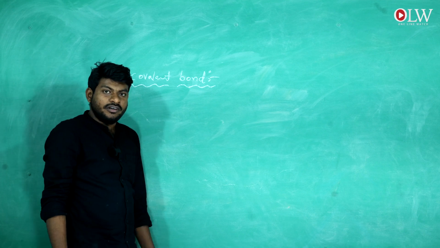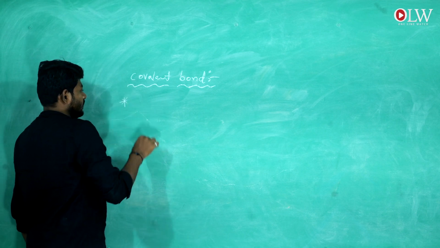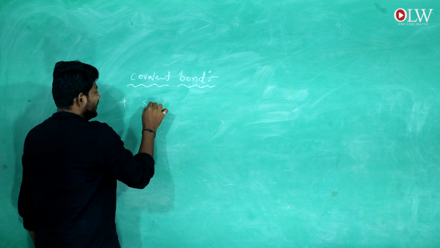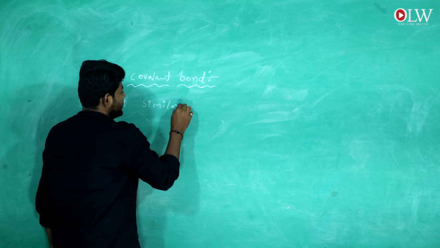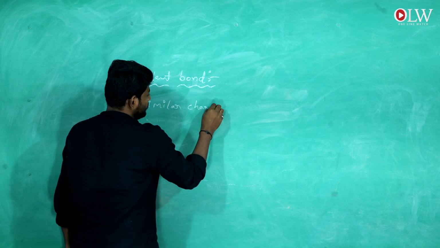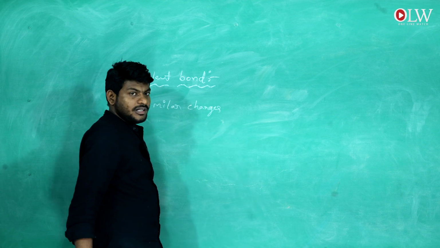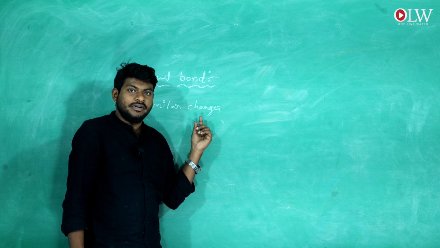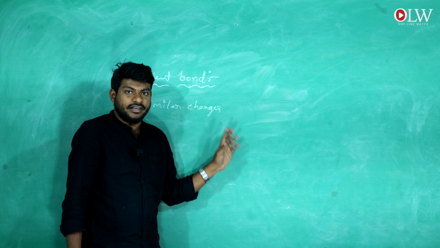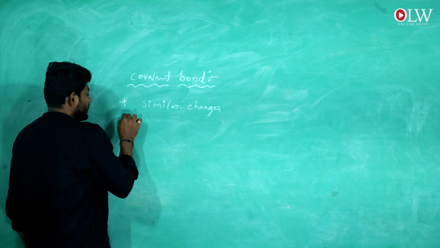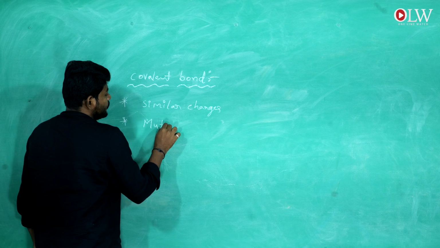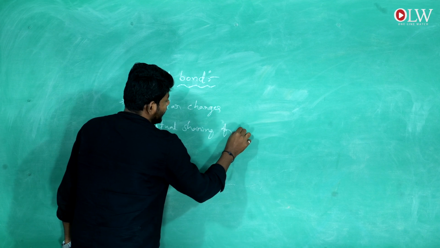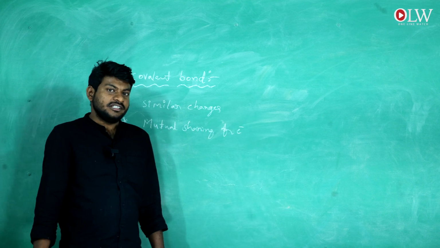For formation of this bond, we have three rules. First of all, the two elements must have similar charges. I mean that both elements mostly contain either positive charge, meaning cations, or negative charge, meaning anions. And the second one is mutual sharing of electrons takes place.